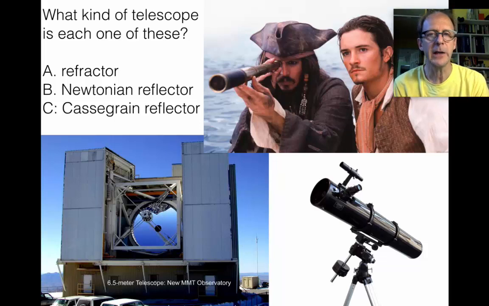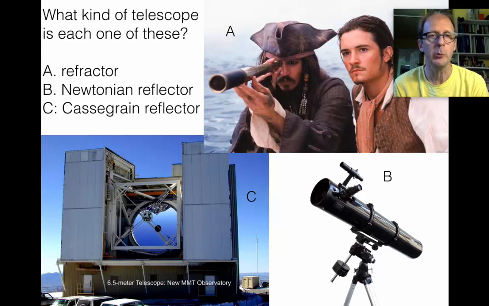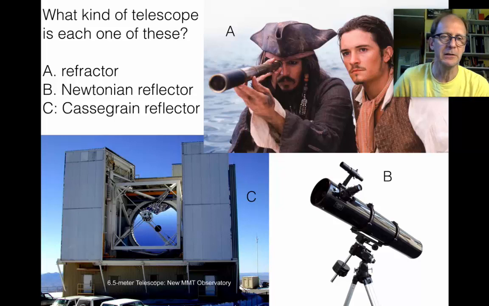So here are pictures of three telescopes. What kind of telescope is each one? Is there a refractor? Yes. The refractor is the one with Jack Black. The Newtonian reflector is B, and the Cassegrain reflector is C. Just to point out, there's that hole.